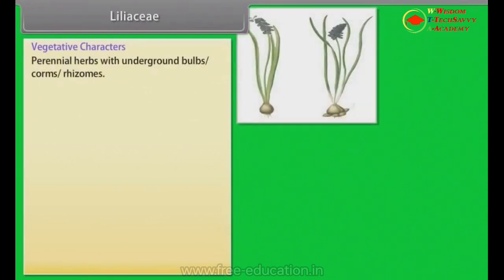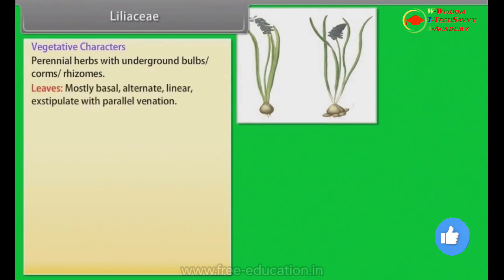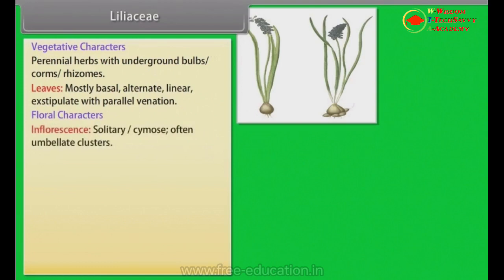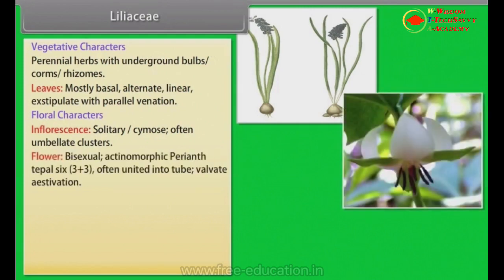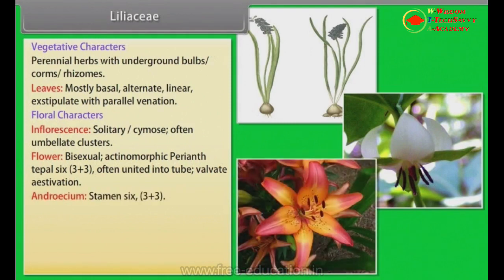Vegetative characters: perennial herbs with underground bulbs, corms, rhizomes, leaves mostly basal, alternate, linear, exstipulate with parallel venation. Floral characters: inflorescence solitary, cymose, often umbellate clusters. Flower bisexual, actinomorphic. Perianth tepals 6 (3+3), often united into tube, valvate aestivation. Androecium stamens 6 (3+3).